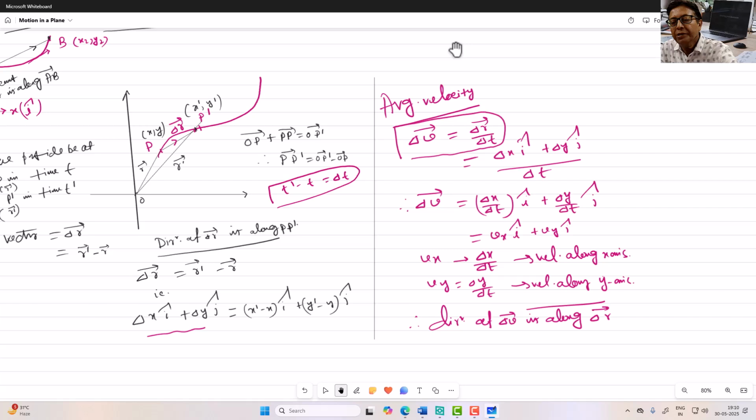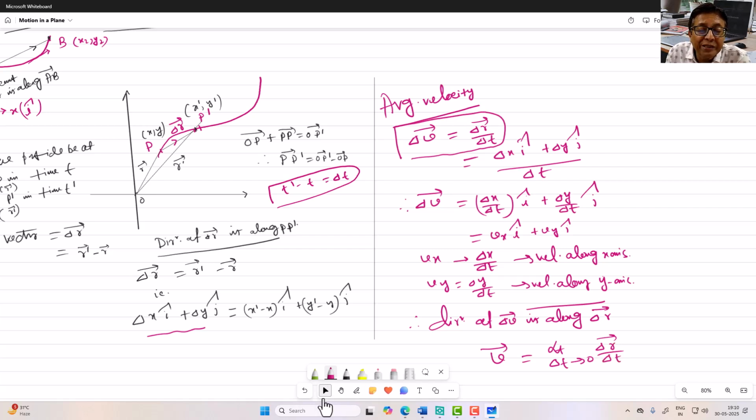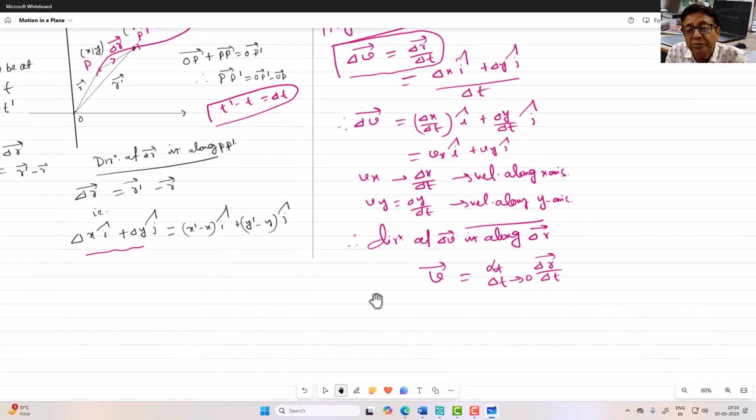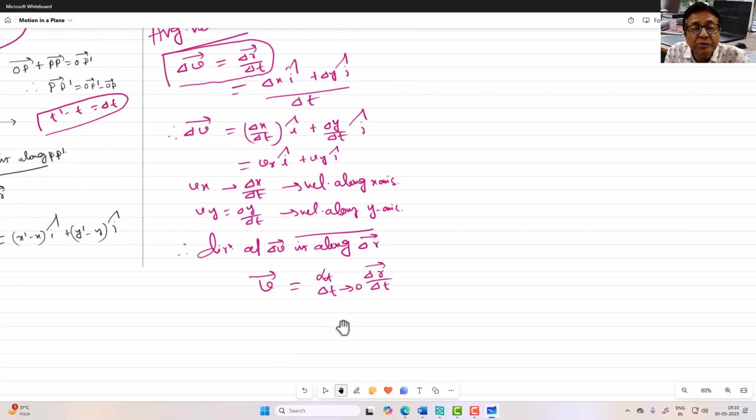Now, to find the instantaneous velocity, what you need to do here is that the instantaneous velocity v can be found by using this limit, delta t tending to 0, delta r by delta t. But you have to make delta t tend to 0. Okay? With delta t tending to 0, delta r by delta t is the instantaneous velocity.